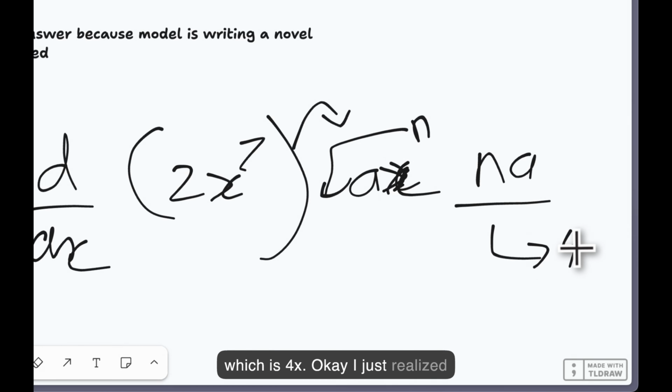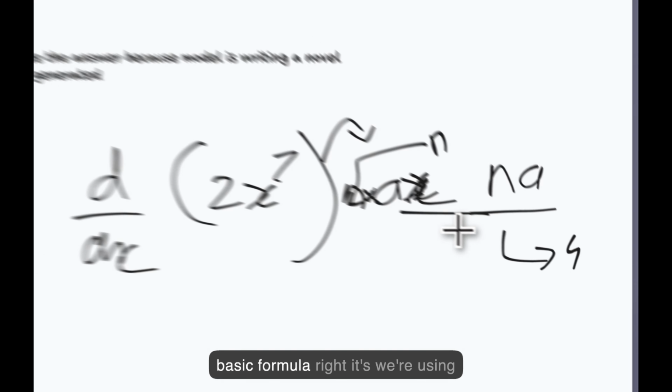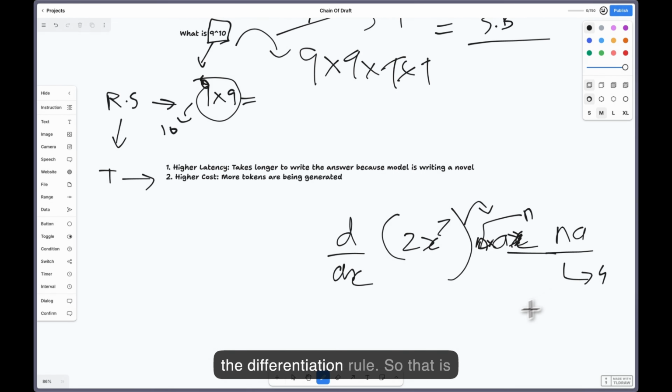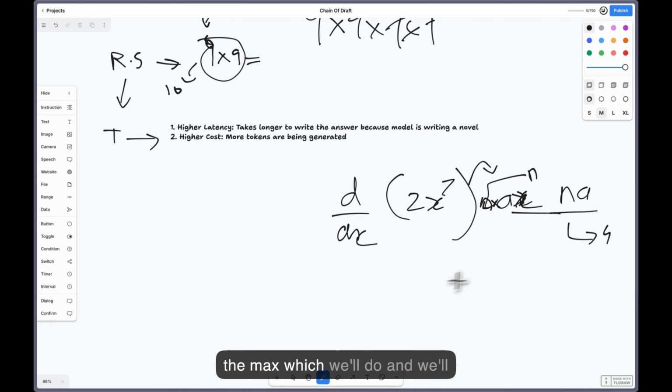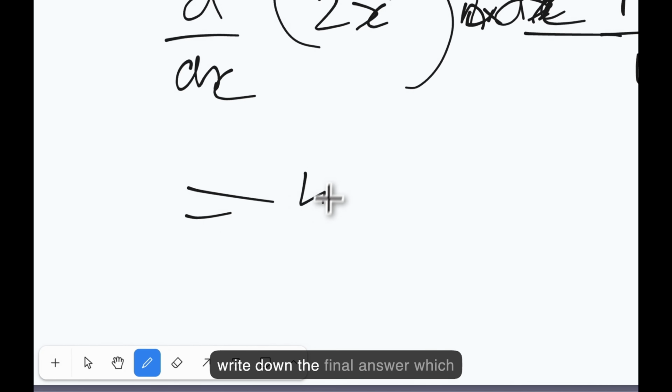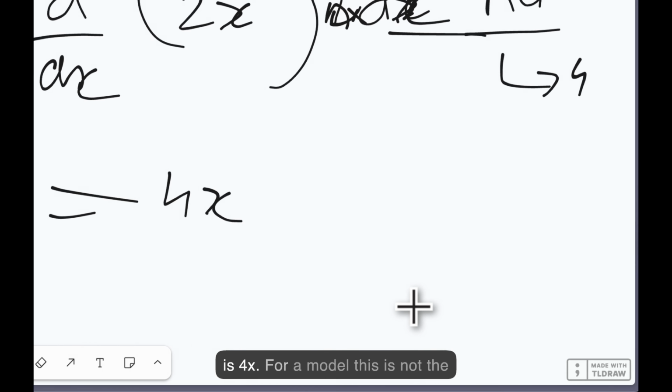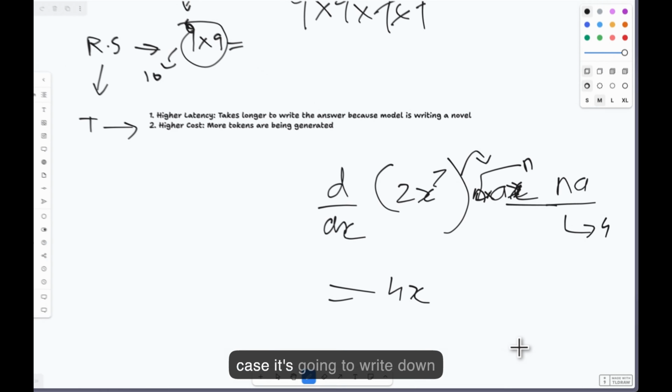4x. Okay, I just realized that was my bad. This just comes over here and it's just multiplication of this and it's x. So that's the basic formula, right? We're using the differentiation rule. So that is what we'll do, and we'll write down the final answer, which is 4x. For a model, this is not the case. It's going to write down every single sentence and everything to solve that equation. This is where chain of draft comes in.